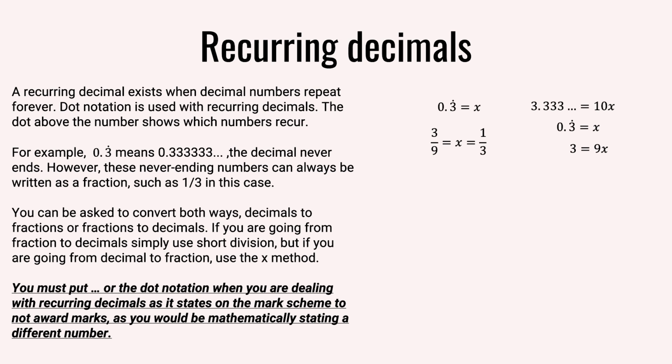You must put the ellipsis, the 3 dots, or the dot notation when you're dealing with recurring decimals, as it states on the mark scheme to not award marks otherwise, and you'd be mathematically stating a different number, because 0.33 is not the same as a third, because 0.33 is 33 over 100, not 1 over 3. So you must always put the dot notation or the 3 dots, which is the ellipsis, when you're dealing with recurring decimals, or you will lose silly marks.